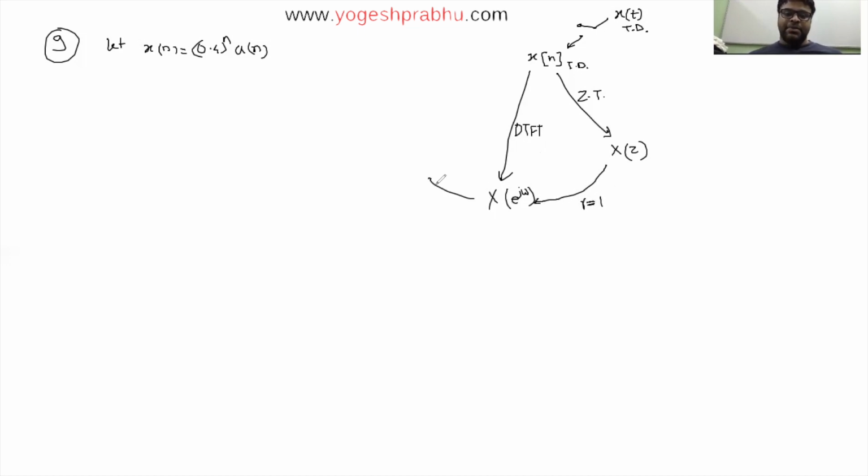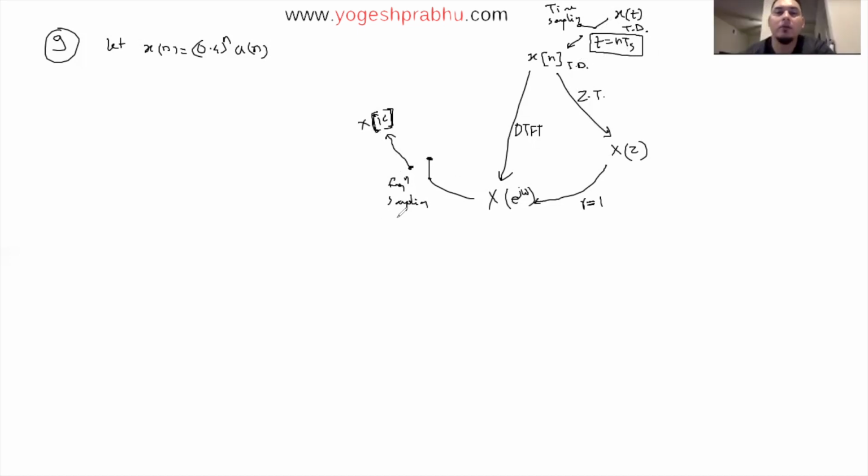And then you can sample this as well, and then you get x of k. Now, do you see square brackets? This is called time sampling, and this is called frequency sampling. We know the relation of time sampling is t is equal to n Ts. That's the mathematical form of time sampling, which I taught you last time. You have an expression for frequency sampling as well.